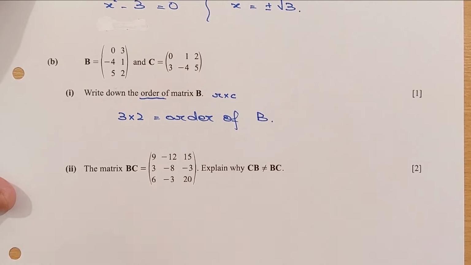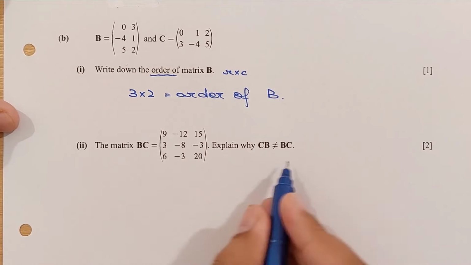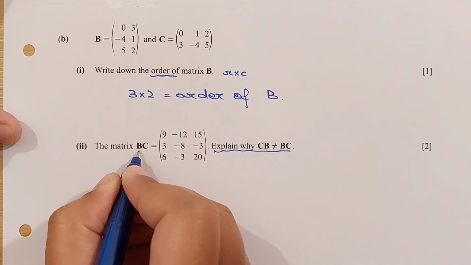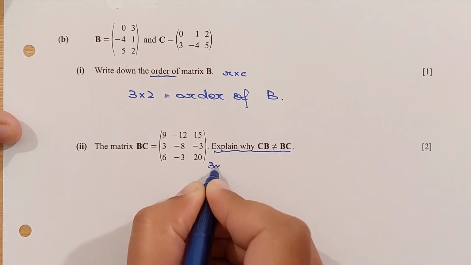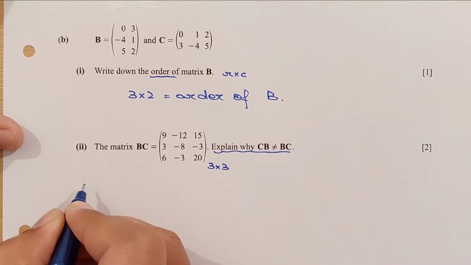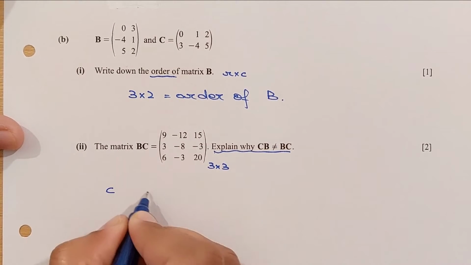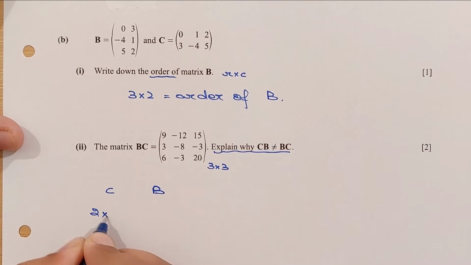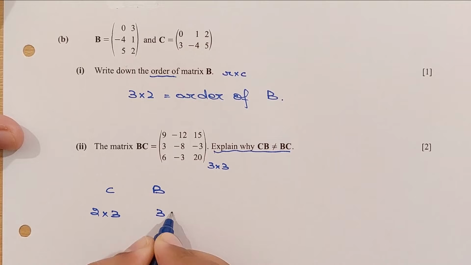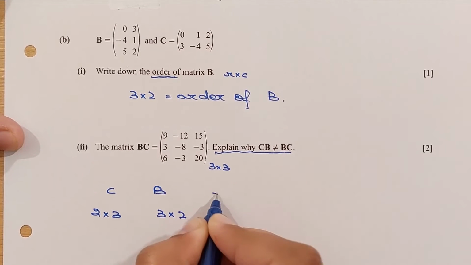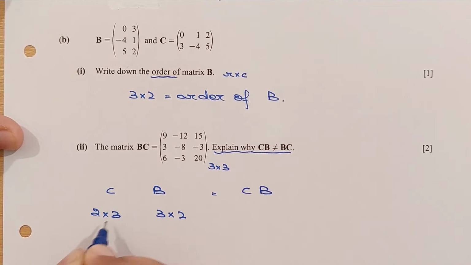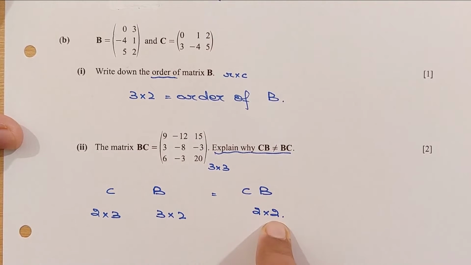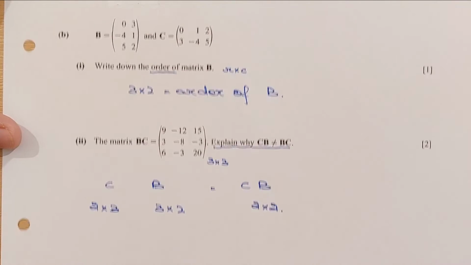Now for the second part, the matrix B times C, the product is this. Explain why CB is not equal to BC. We don't have to solve, we just have to explain why the product is not equal, right? Okay, so as you can see, BC is a 3 cross 3 matrix, 3 rows and 3 columns, right? Okay, now we have to find CB. C is 2 rows and 3 columns, 2 times 3, and B is 3 rows and 2 columns, right? So now the product of C and B is 2 cross 2. So here CB is a 2 cross 2 matrix and BC is a 3 cross 3 matrix.